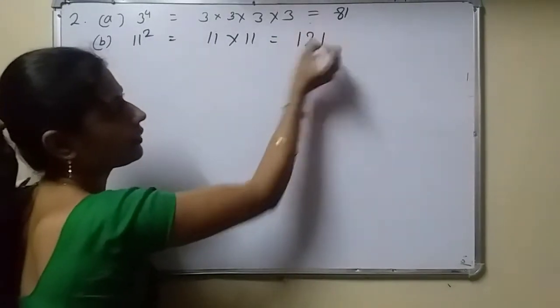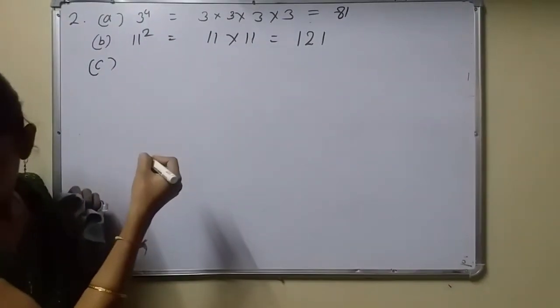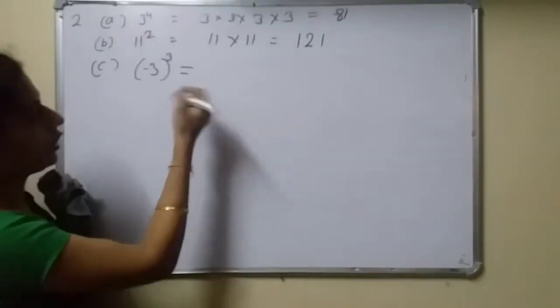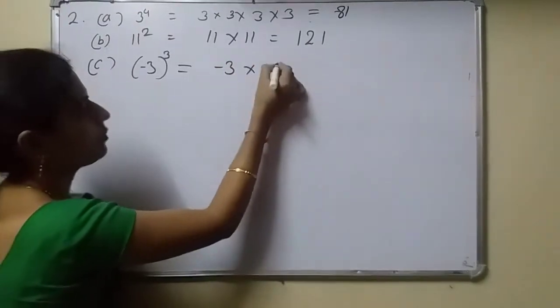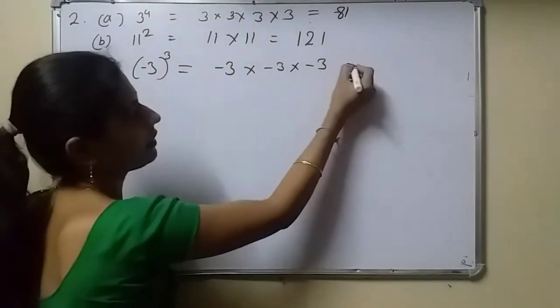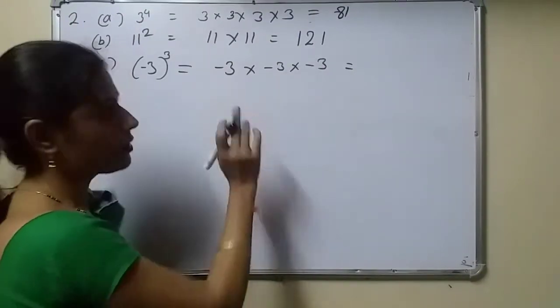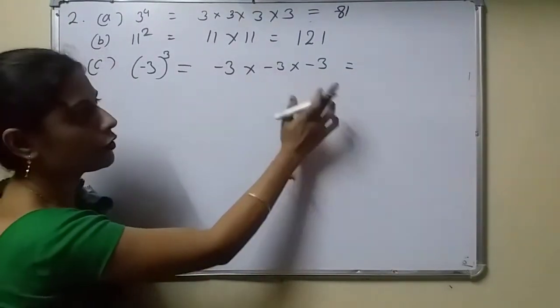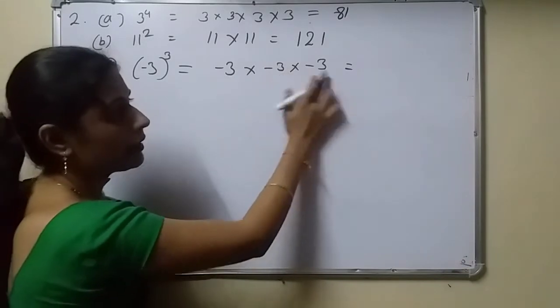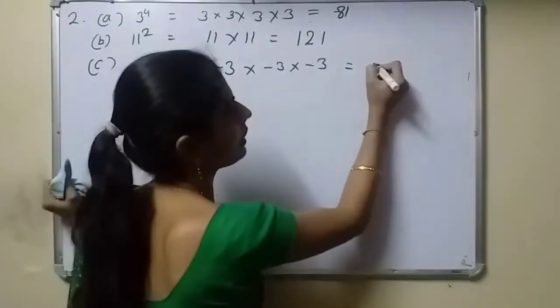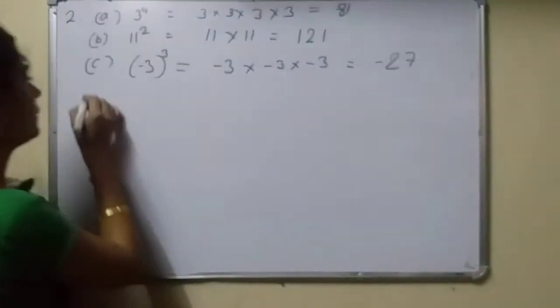See B, 11 raised to power 2 means 11 into 11. It is 121. C, minus 3 whole cube means minus 3 into minus 3 into minus 3. 3 3s are 9, it will be positive because minus into minus is equal to plus. Now 9 multiplied by minus 3 is minus 27.